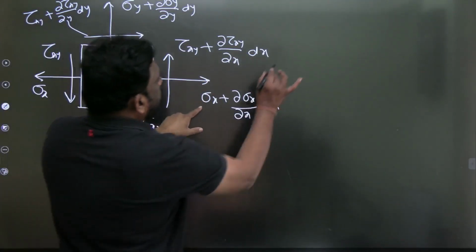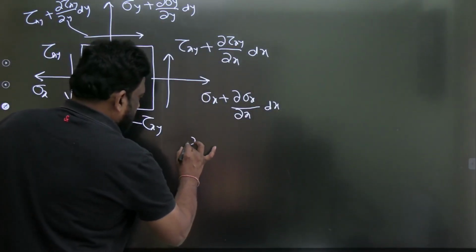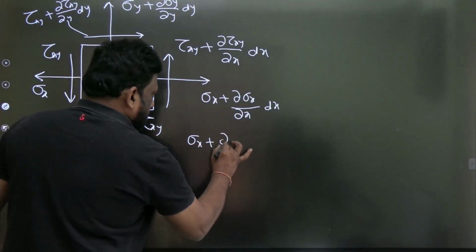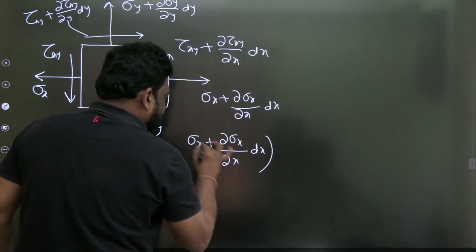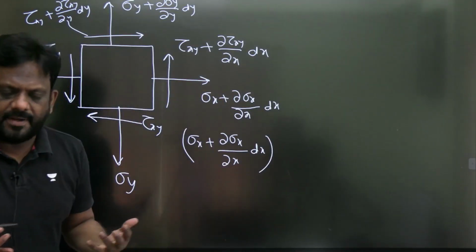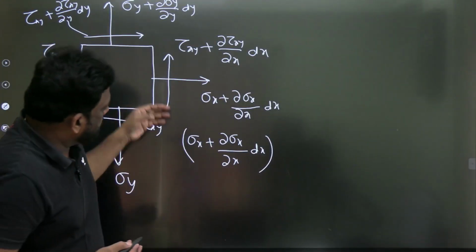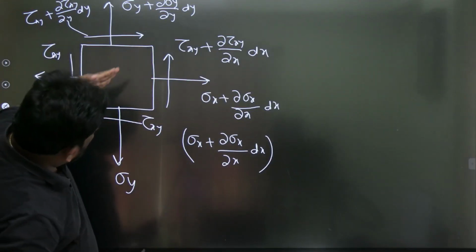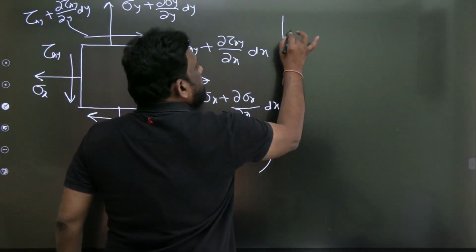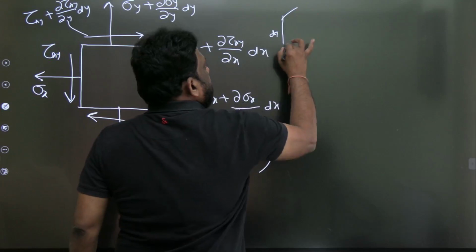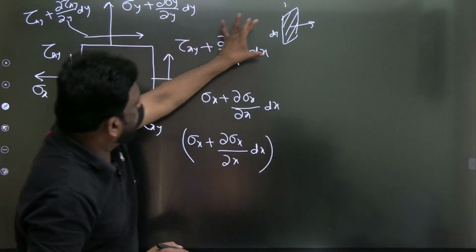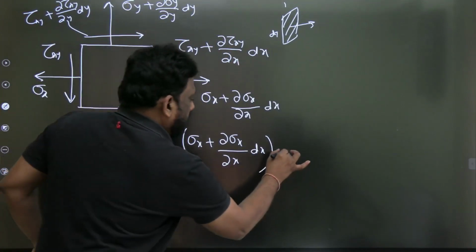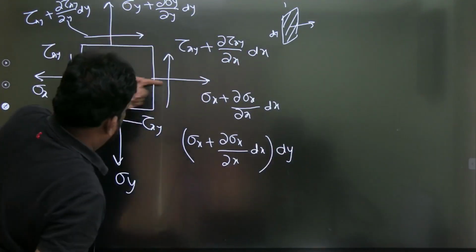So what will this be? Sigma x, dear students, sigma x plus dou sigma x by dou x dx. And this is the stress. What will be the force? Equilibrium is for forces. So what will be the force? This length is dy and the width is 1. On this it is acting. So what is the area? It is dy into 1, so it will be dy. It is the rightward force.